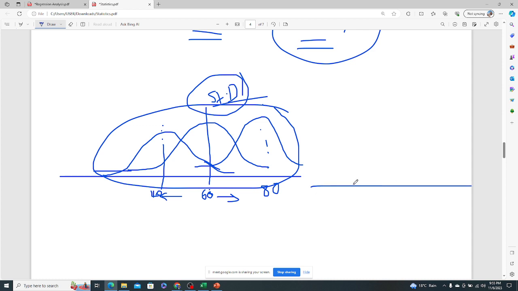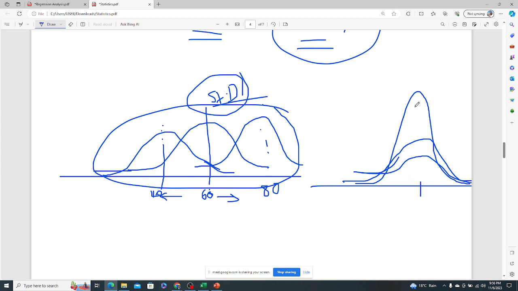But when we now keep the mean constant and vary the standard deviation, you'll see that the peak of the normal distribution is what changes.